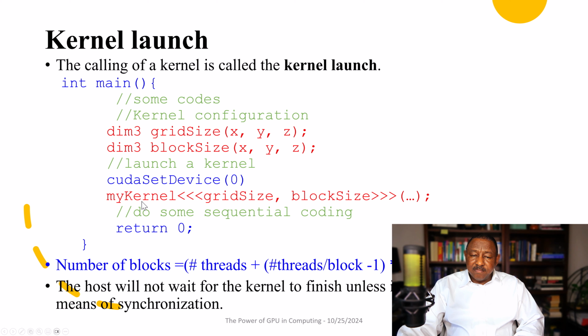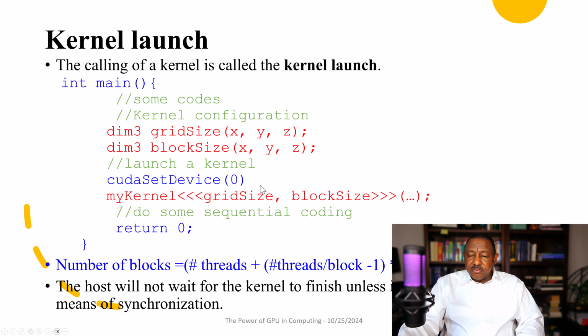The name of the kernel is already myKernel. This is the kernel that we have to define outside this function, and then we use the triple angle brackets, and we put the grid size and block size already declared here, and we determine whether these sizes are one dimension, two dimension, or three dimension.